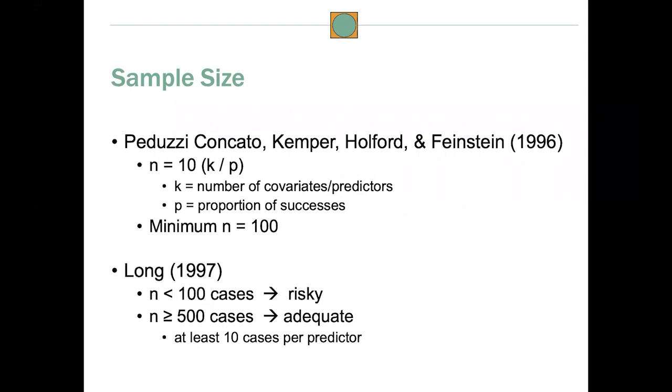Long in 1997 suggested that anything less than 100 cases is considered risky, and a minimum of 500 cases is adequate for the sample size for the logistic regression, and that there should be at least 10 cases per predictor. So as a reminder, in our logistic regression, we're predicting the probability of our event succeeding or happening. So our outcome will have two values, 0 and 1. 0 represents failure or the event not happening, and 1 represents success or the event happening.